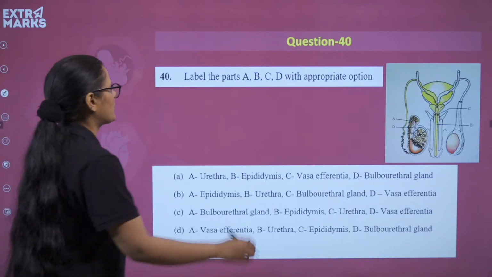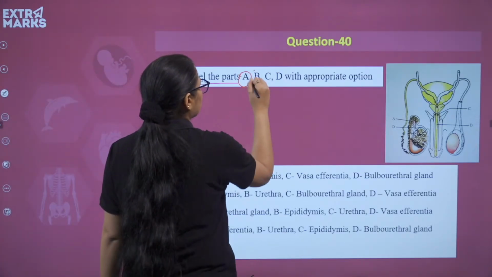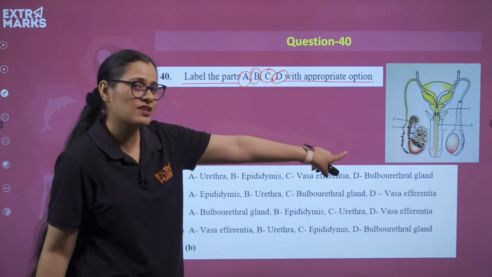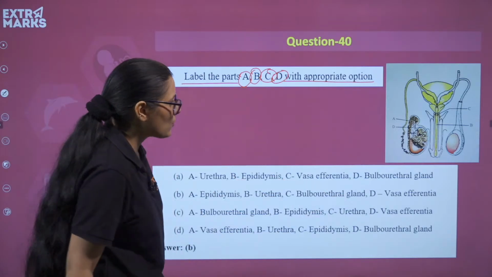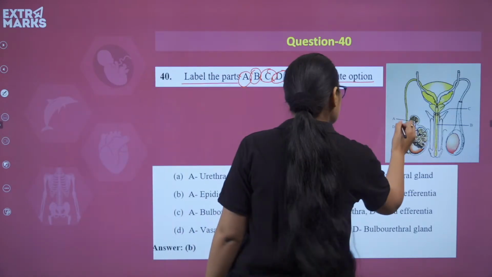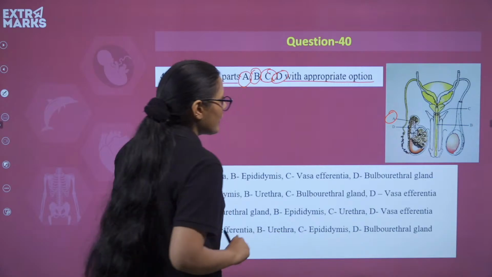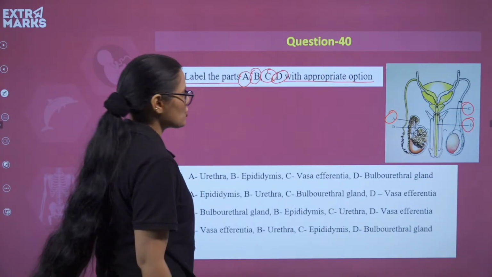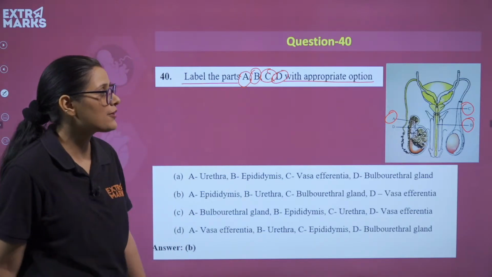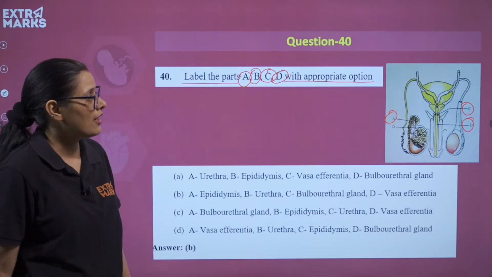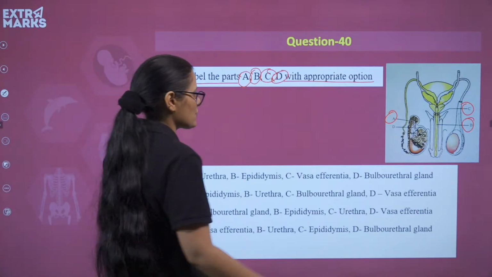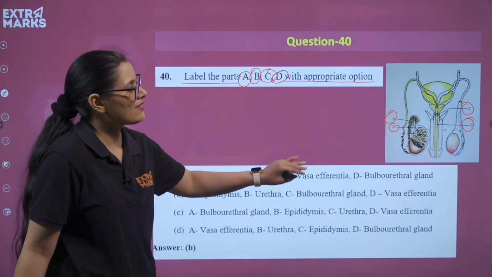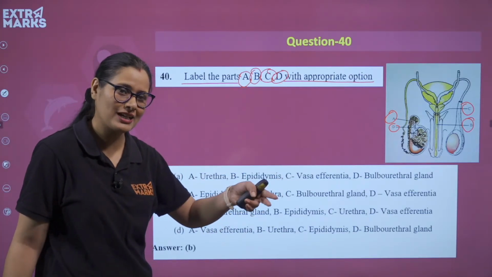Question number 40. Label the parts A, B, C, D with appropriate options. This diagram is given in your NCERT, for which your A is this, that is your epididymis. Then you have your B, which is your urethra. Then you have C, which is your bulbourethral gland or accessory gland in the male reproductive system. And then this is D, which is your vasa efferentia. So whichever option satisfies these would be your correct answer.